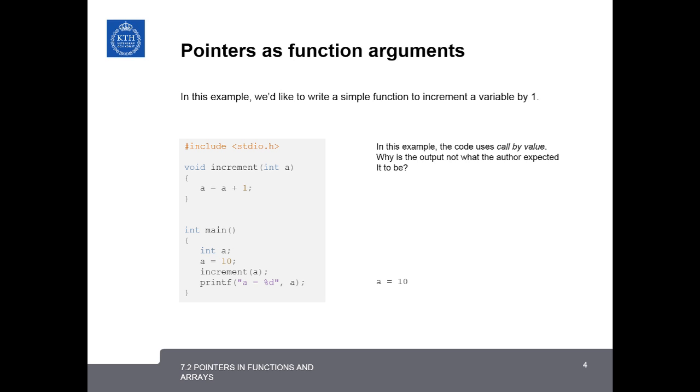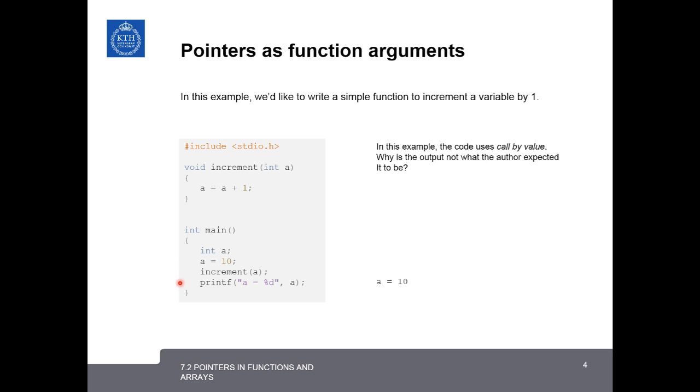Next, we'll look at pointers used as function arguments. To motivate this, we're going to look at the following example where we'd like to write a simple function to increment a variable by 1. Here in this example, you can see we have a function that we've written called increment, and it increments integer a, so that a is equal to a plus 1. And we have the main function where we declare the integer a, we give it a value of 10, we call increment, and then we print the value of a.